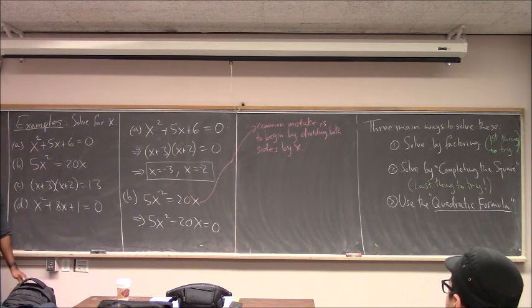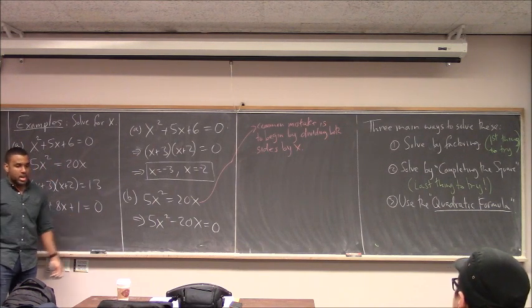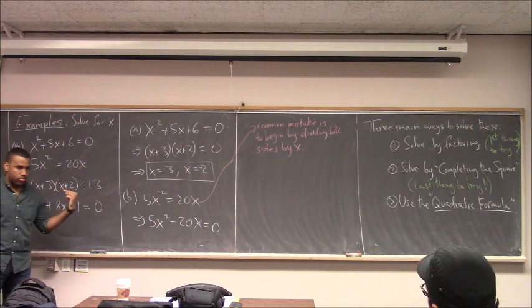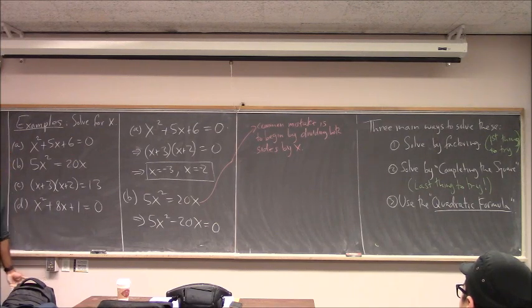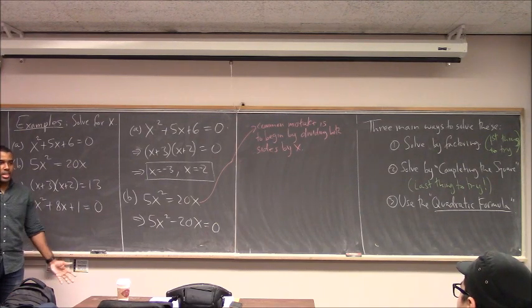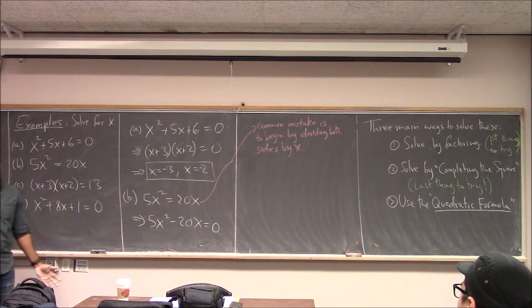So it's very important when you have this kind of scenario, you follow the strategy that we had earlier and move everything to one side and factor. Don't start dividing stuff and doing all that other stuff, treating it as if it's a linear equation. It's not a linear equation. Strategy: move everything to one side and factor.